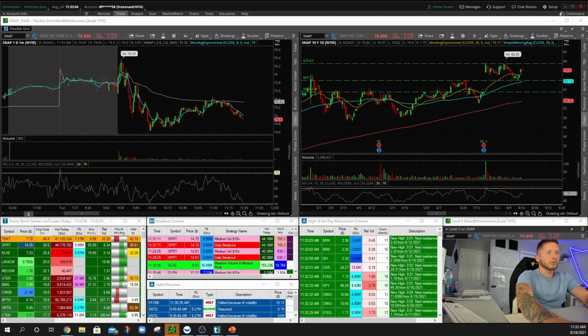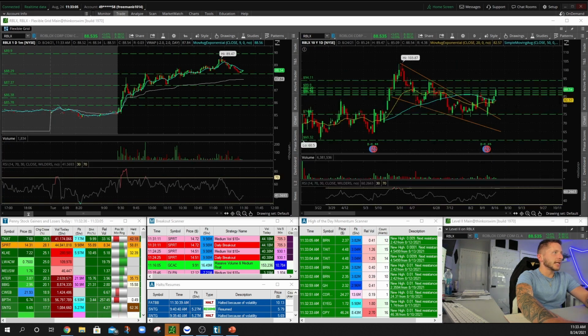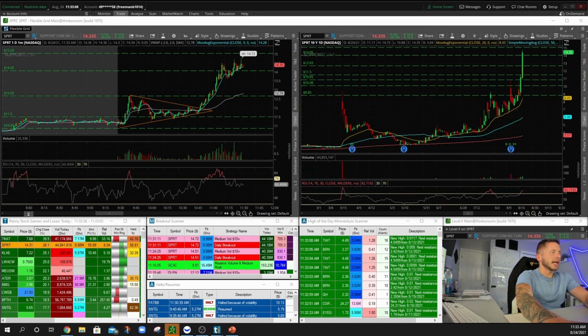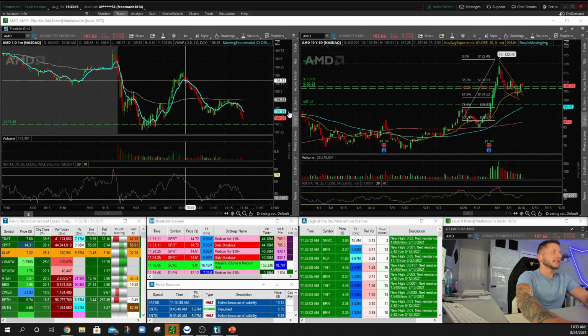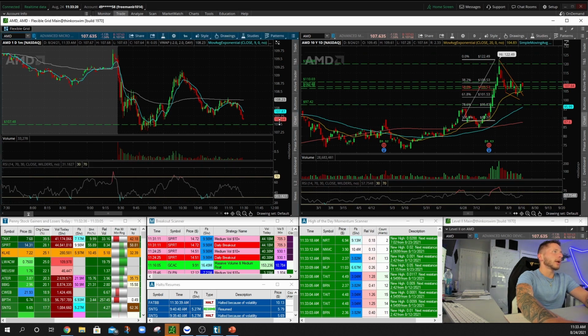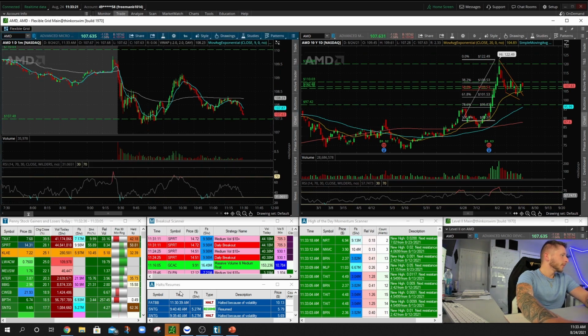Right off the bat, I don't really see any good examples of bullish divergence, but I'm sure you guys get the gist, right? We did that example on AMD for the bearish divergence, and it's a complete 180.